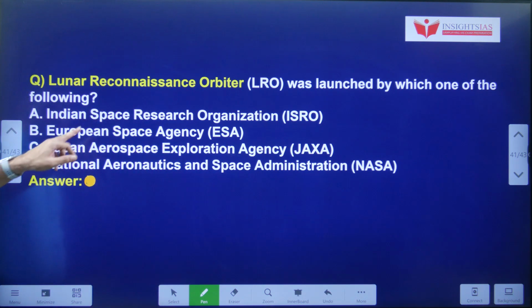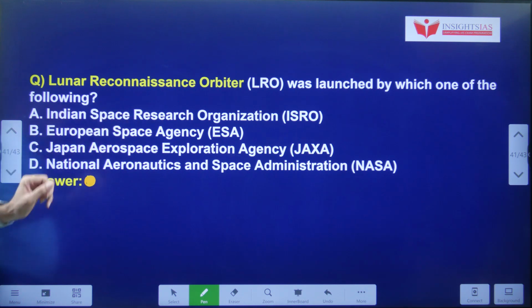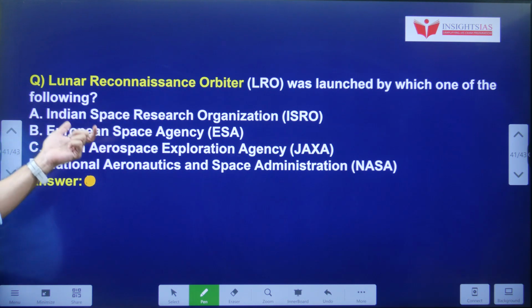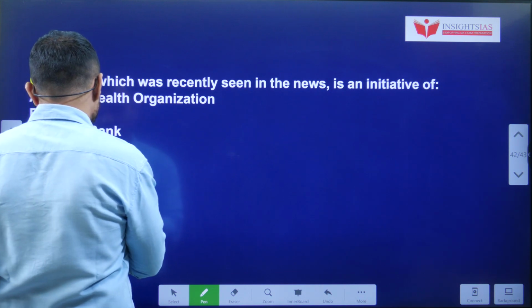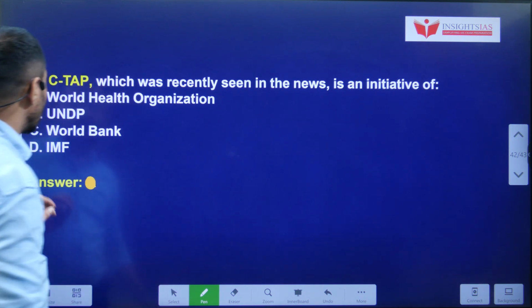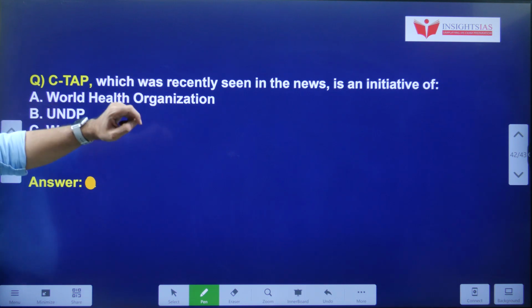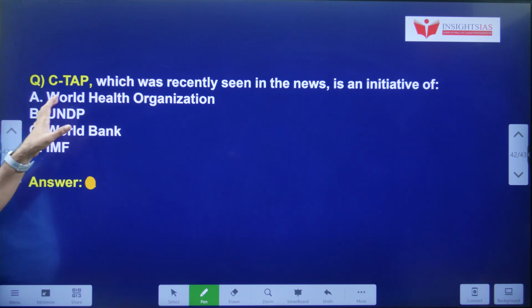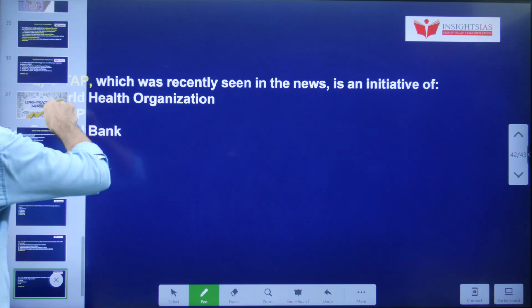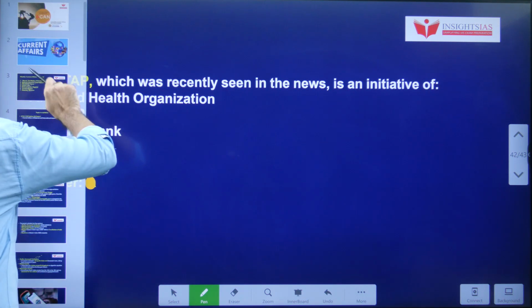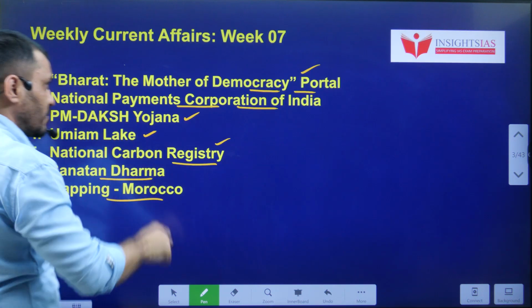Next question. Lunar Reconnaissance Orbiter was launched by which one of the following? So which space agency launched this Lunar Reconnaissance Orbiter? And the last question is CTAP, which was recently seen in news, is an initiative of, so which organization initiated the CTAP?